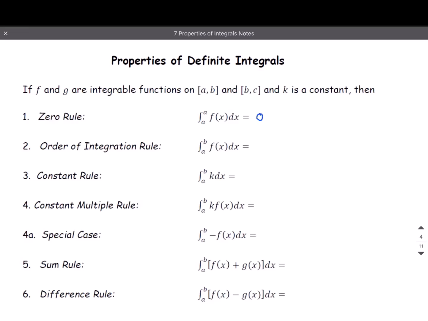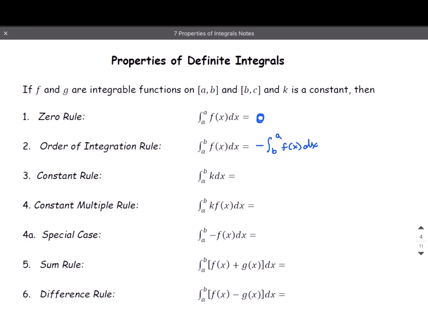We saw that on the graph that if we do the integral from 3 to 3, we had no area under the curve, right? There was no area under the curve to measure. It's 0. The next one is the order of integration rule, and we talked about that in the previous problem also. The integral from a to b of f of x dx is the same as the negation of the integral from b to a of f of x dx. So we can reverse the order of the limits as long as we negate it.